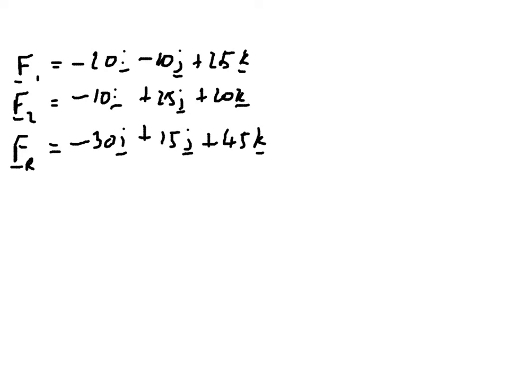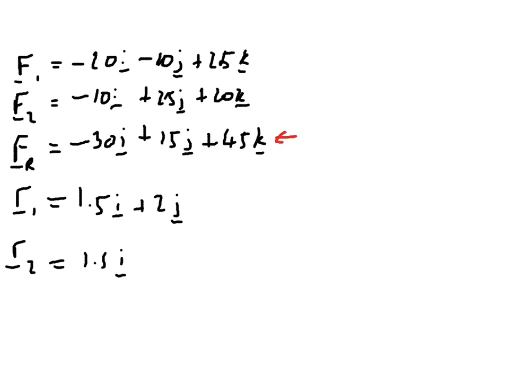That's our resultant. Now for our resultant moment, we're going to use each force separately, so this resultant force we don't need anymore. We're going to have two position vectors, position to force 1 and position to force 2. To force 1, we're going to move 1.5 metres in the i direction and 2 metres in the j direction. For force 2, we're going to move 1.5 metres in the i direction, 4 metres in the j direction and 2 in the k direction.